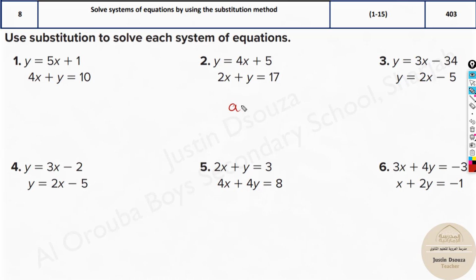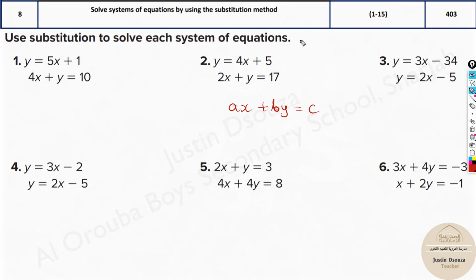The standard form is given as ax plus by equals c. So x and y terms must be together and the constant will be separately at the right. So here in the first question, you can see 4x plus y equals 10. It's in the standard form. Even over here, 2x plus y equals 17, standard form.